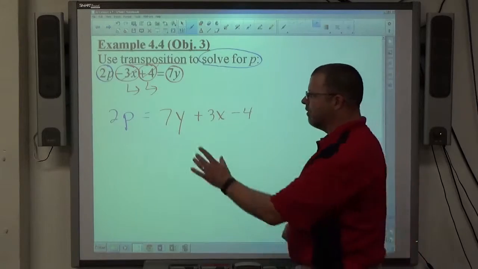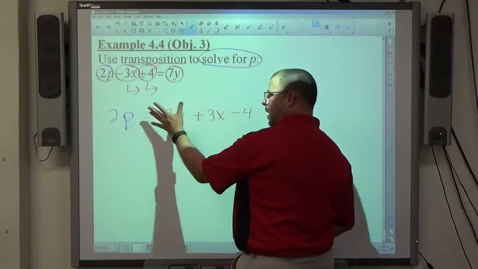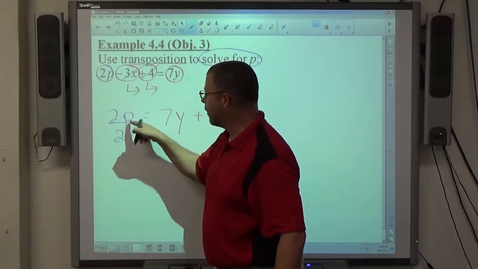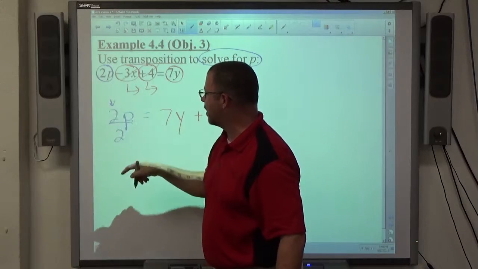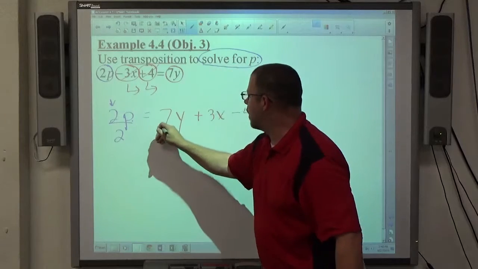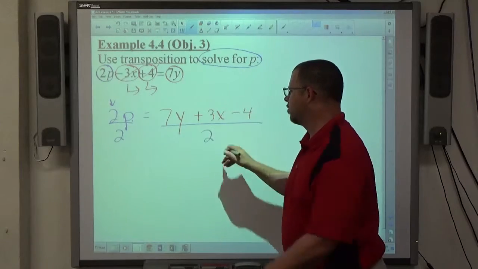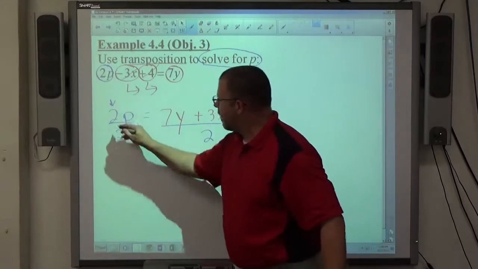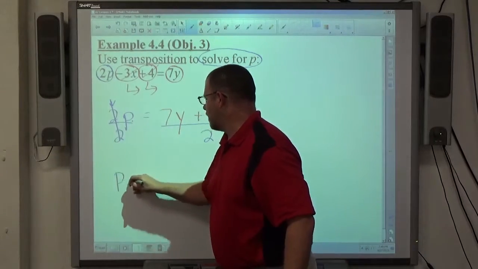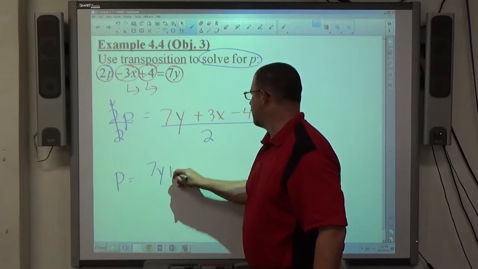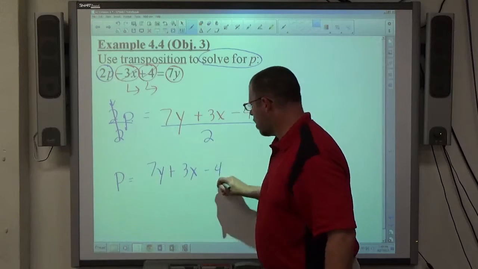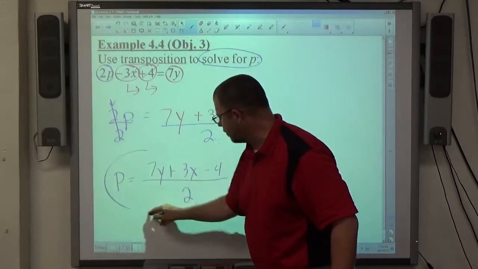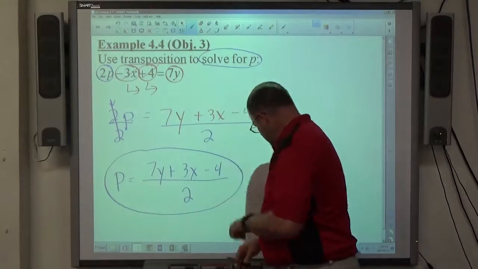Once we get to the point where the variable object is equal to everything that isn't the variable object, we simply divide by the coefficient. Again, we want to get p equals, we want the 2 to get out of there. We divide the left side by 2, I have to divide the right side by 2. Notice the right side is multiple terms, so the entire expression gets divided. And these 2's cancel, leaving me with p equals, and the answer is simply 7y plus 3x minus 4 all over 2. The fraction bar ends here, it doesn't go under the p, so be careful that p equals the answer is written.